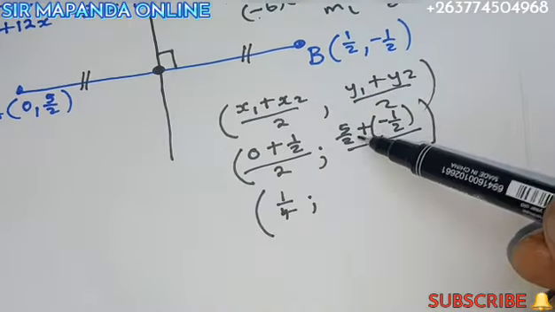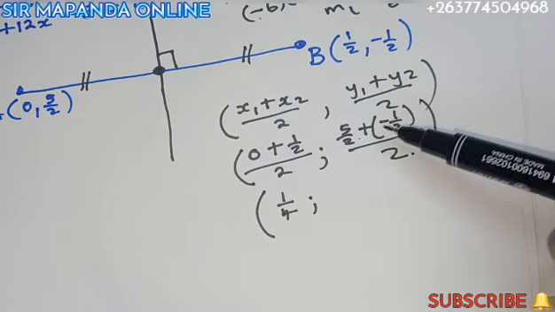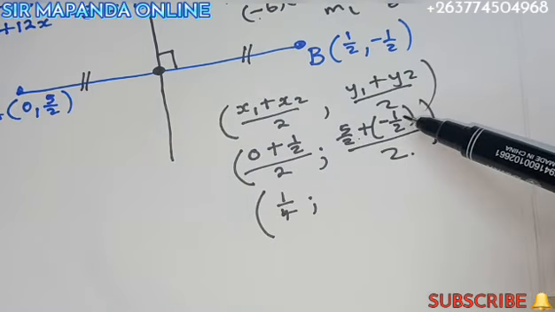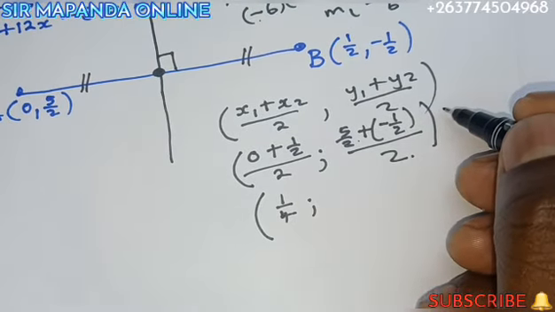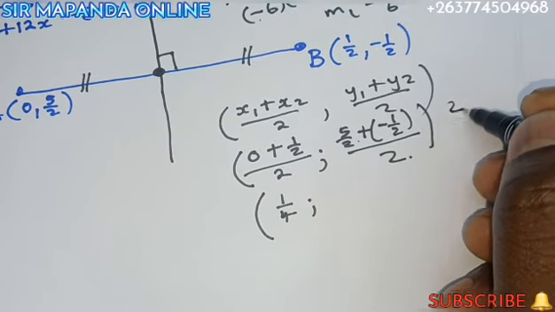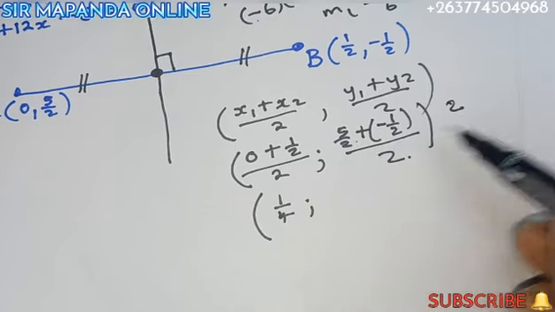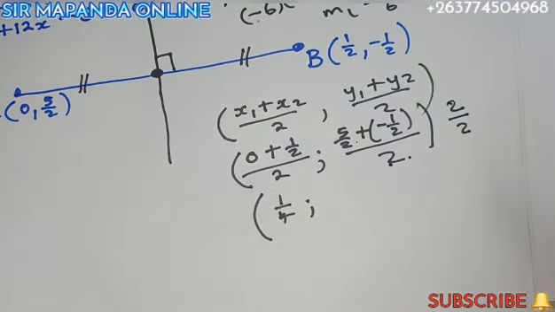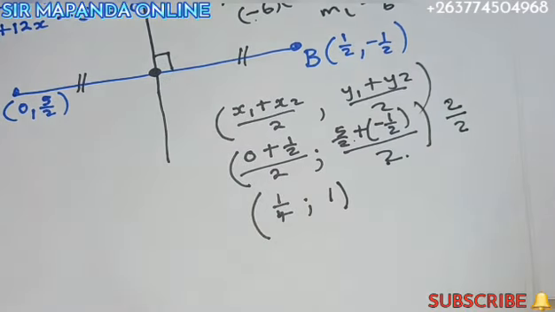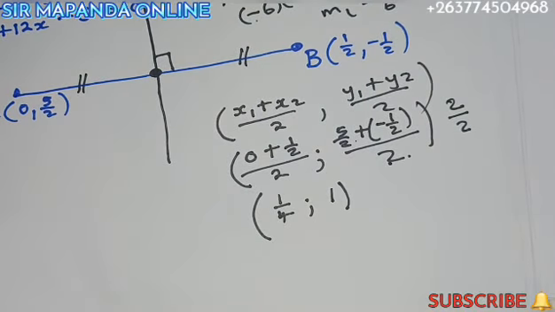Then plus and minus give you a minus. So you are simply saying 5 over 2 minus 1 over 2. Since they have a common denominator 2, you are saying 5 minus 1, you get 4. So 4 over 2 divided by 2, it means you get 2 on the numerator. Then you divide this 2 with this denominator 2, it means you get 1.